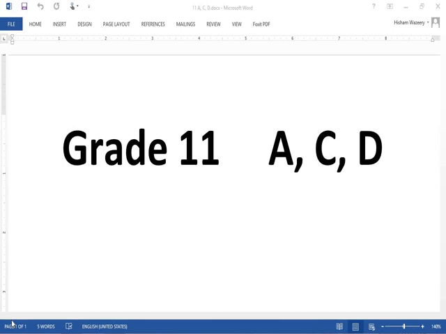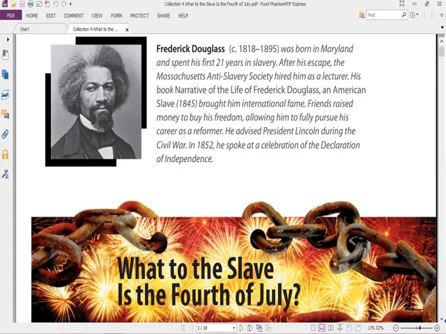Today we are going to begin a new selection, which is "What to the Slave Is the 4th of July," a speech given by one of the most important people in the history of the USA, Frederick Douglass. Let's look at the selection itself here, and we have some background information about him.